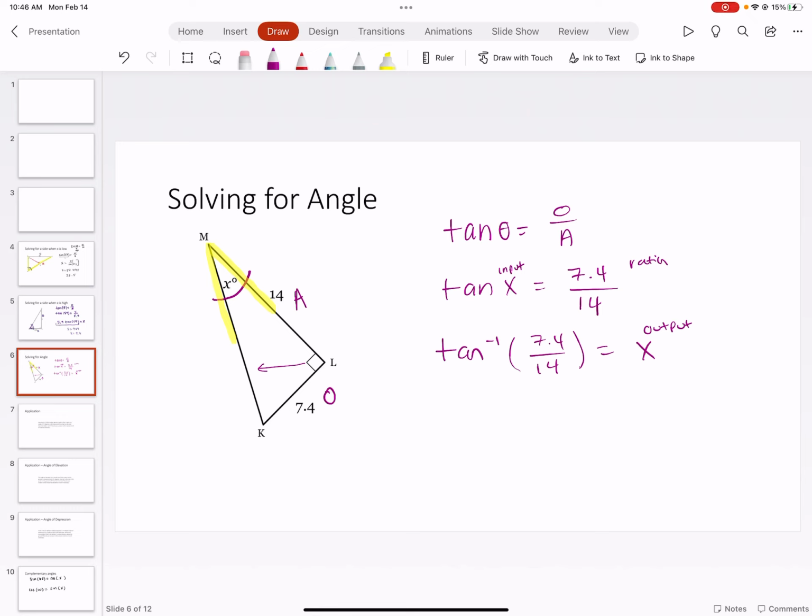All right, so that gave me x is equal to 27.859. We typically will round degrees to the nearest whole number, so that's going to be x is equal to 28 degrees.